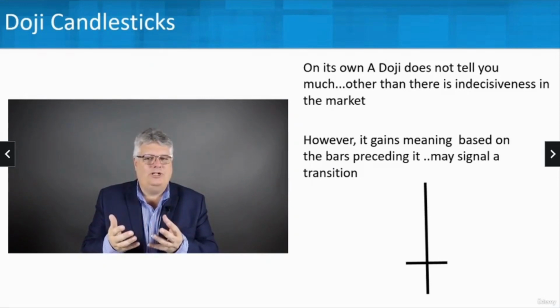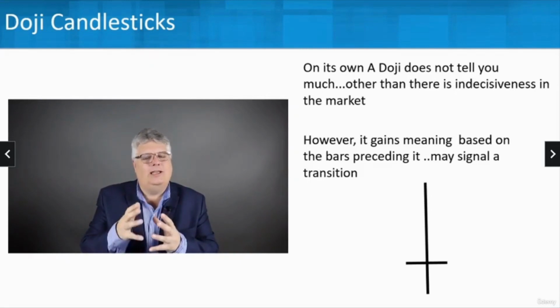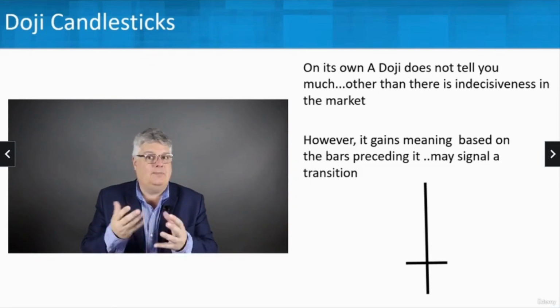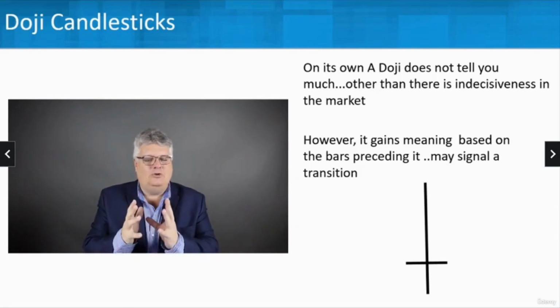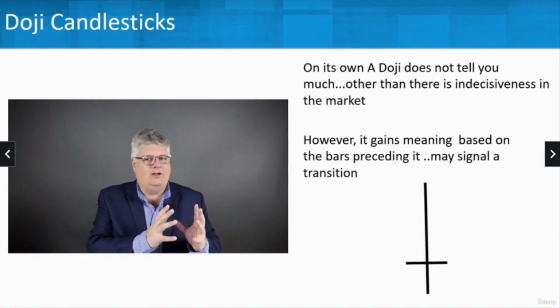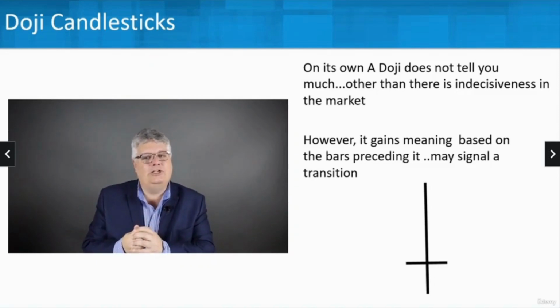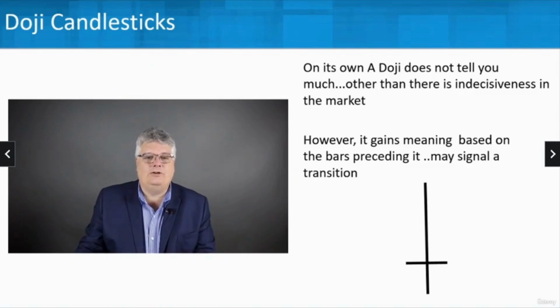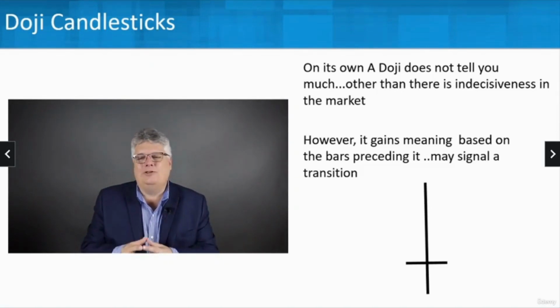And really where a doji gains its meaning is based on the bars preceding it. What is happening before it? Because a doji can help indicate that a transition may be coming, and what type of transition depending on the type of doji. So think of it that way. Don't think, I see a doji, I do something. Think, I see a doji, I need to look backwards a little bit to see what might be happening next, and that'll help me with my trading decision. Do I buy? Do I sell? What do I do? So dojis work along with the other price bars.